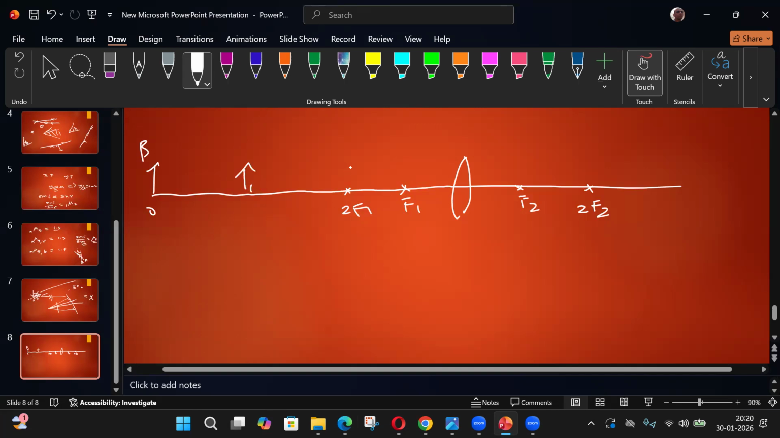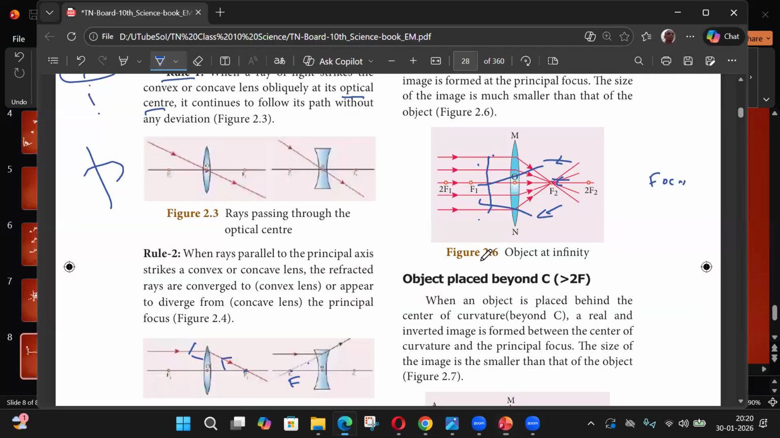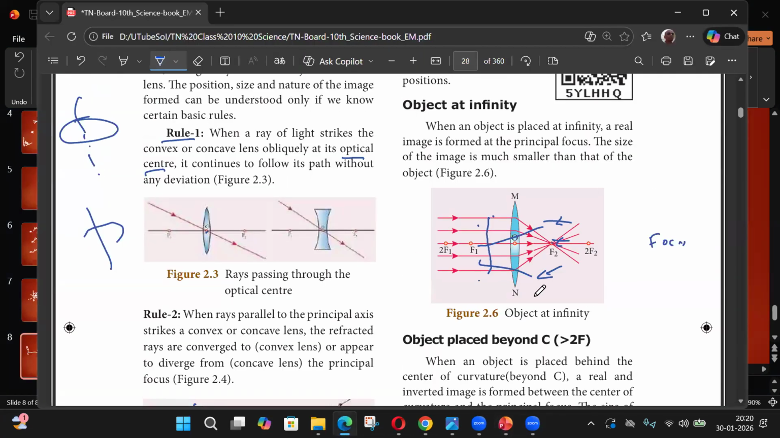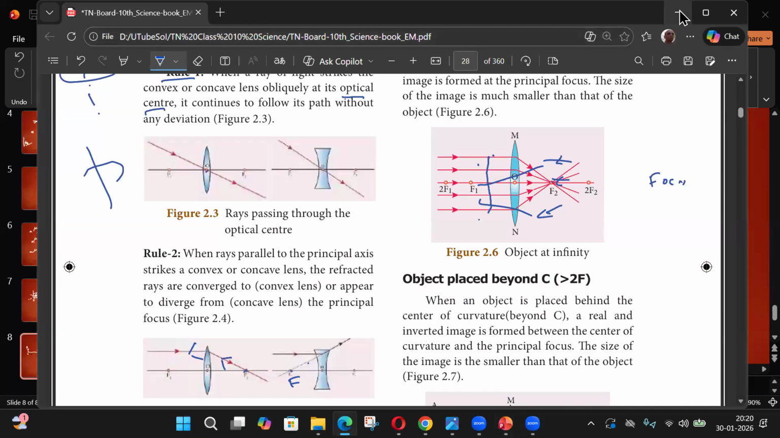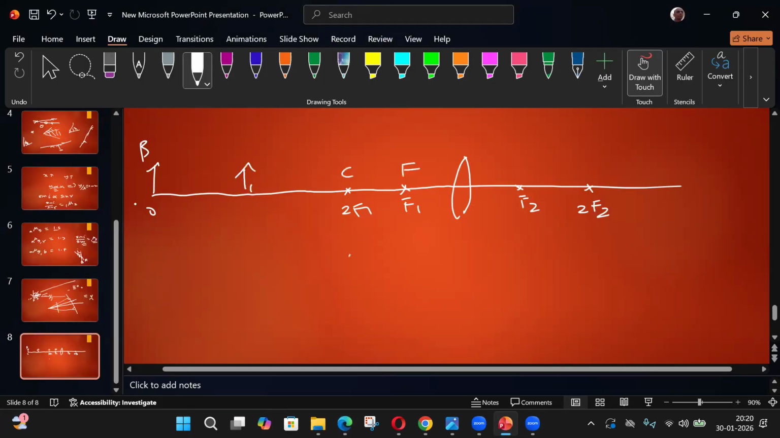So next one is I bring the object closer. This is called center of curvature. This is the focal point. So next is the object is between the outside. Beyond C, that's greater than 2F. So next the object is here. This is the first one. This is the object in second case.